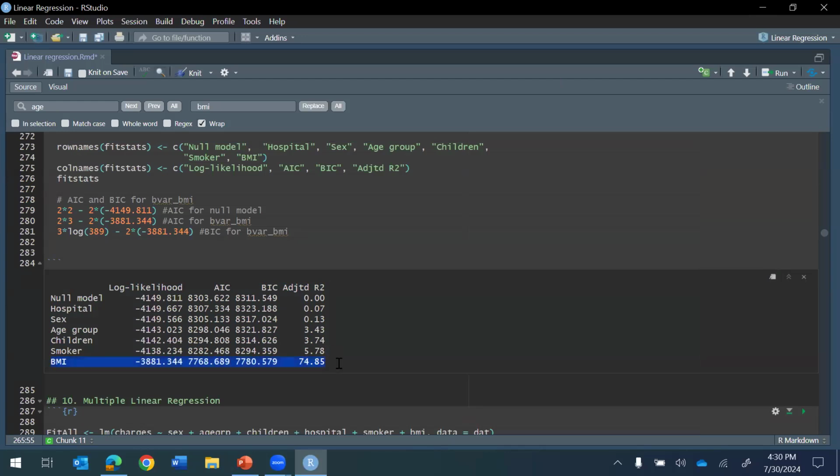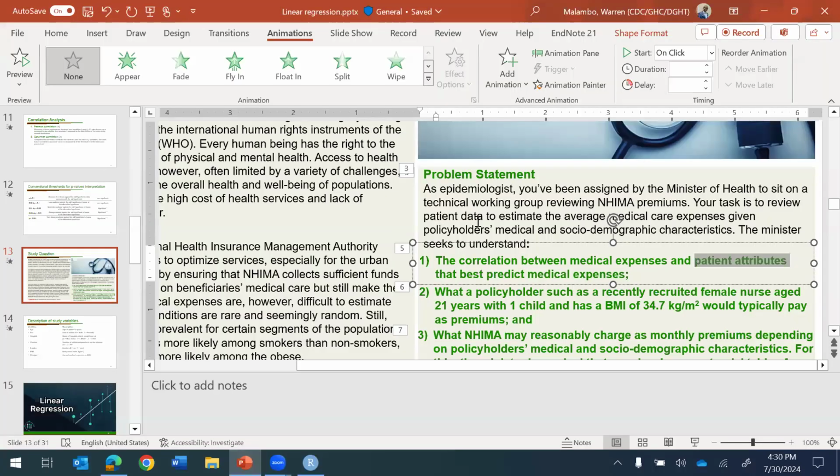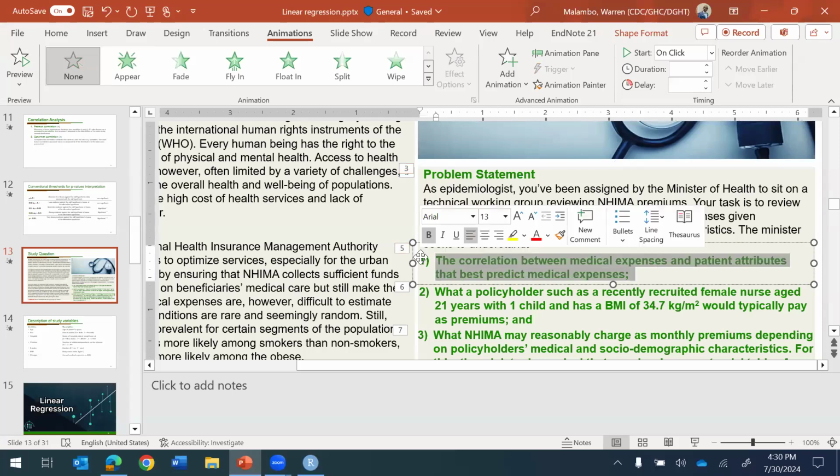And so what does that tell us? We need to encourage people to look after their weight so that they're not obese, because the better we manage people's BMI, the better we will be at managing medical expenses. And that would be a recommendation to the minister. So I hope that answers this question, and we can pause there for questions.